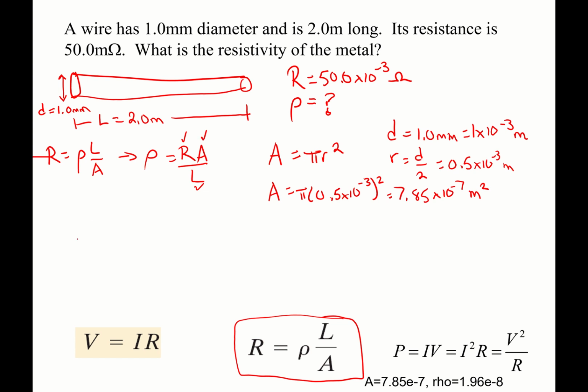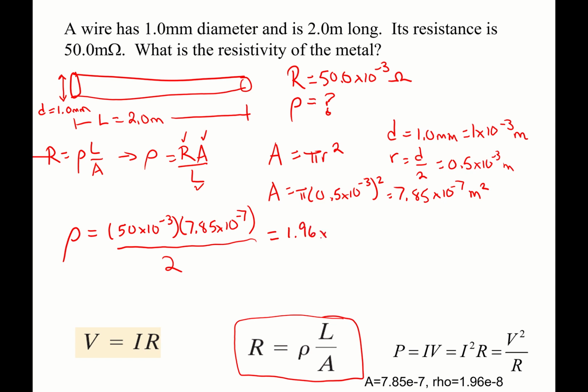Now I'm just going to plug them back into the equation for the resistivity. So the resistivity is R, which is 50 times 10 to the minus 3, times the area, 7.85 times 10 to the minus 7. So I'm multiplying two small numbers times each other, so I anticipate I'm going to get a small number. And then divided by the length, which is 2. If I put all that into my calculator, I get 1.96 times 10 to the minus 8. And the units for resistivity is ohms times meters. Okay, so that's the resistivity of the material.